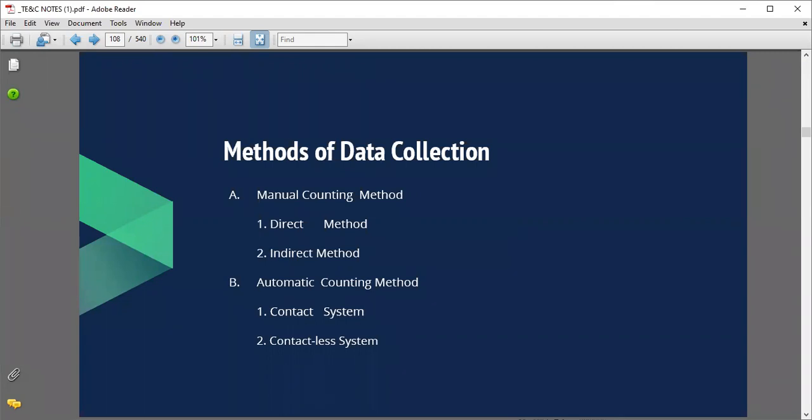So we'll understand the first one. What is the manual counting method? Again, the manual counting method is divided into parts. One is the direct manual counting method, and the second is the indirect manual counting method. So we can count the vehicles on the road, and that counting of the vehicles indicates the traffic density or the traffic volume.